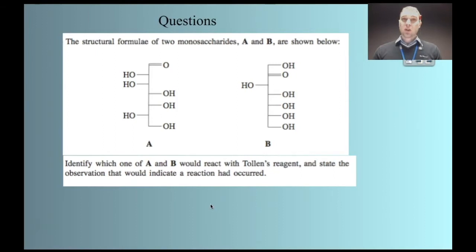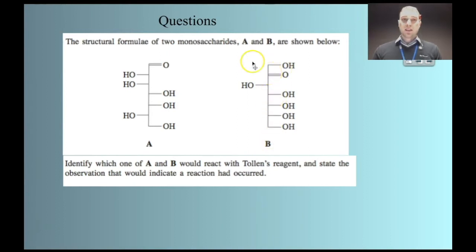So let's have a look at some questions. The structural formulas of two monosaccharides, A and B, are shown below. Identify which one of A and B would react with Tollens reagent and state the observation that would indicate a reaction had occurred. So if we look at A, it is an aldehyde. At the end of the chain we've got the carbonyl group, C double bond O. If we look at B, it is a ketone. So we've got the carbonyl group, it's not at the end of the chain, it's in the middle of the chain somewhere.